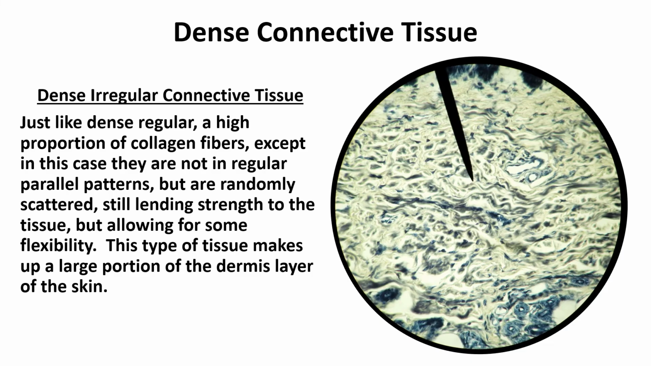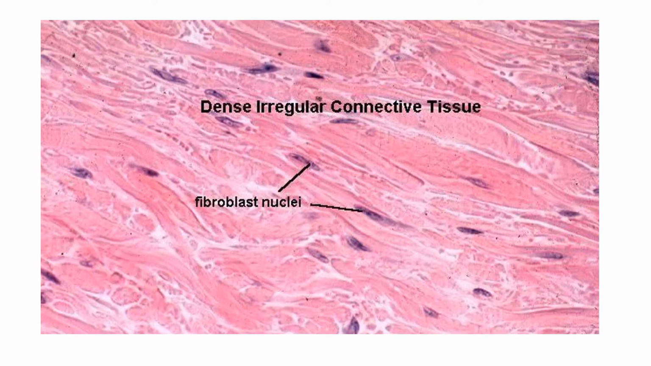Then we have dense irregular connective tissue. So you still see the patterning and the lines of the collagenous fibers, but they kind of look like they've been pulled apart. So they're not that perfectly regular patterning. Patterning is there, but it's kind of a looser conglomeration of the tissue. Here's another one for dense irregular.